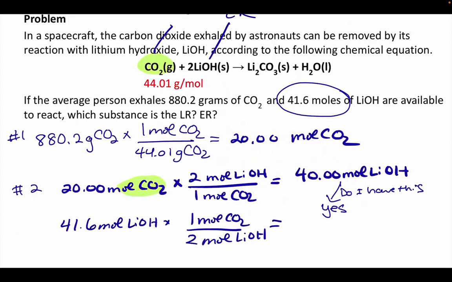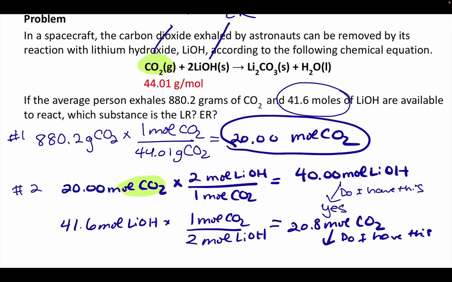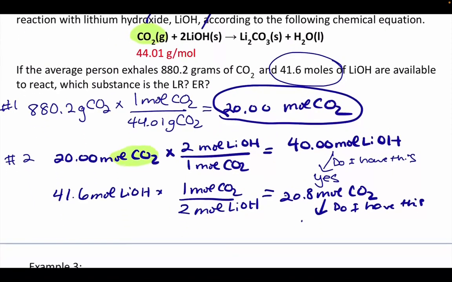And when I do that, I get 20.8 moles of CO2. And if I ask myself, do I have this? I have to go back up here. Do I have 20.8? No, I only have 20. So I am going to run out of carbon dioxide. So my LR is CO2 and my excess reactant is LiOH.